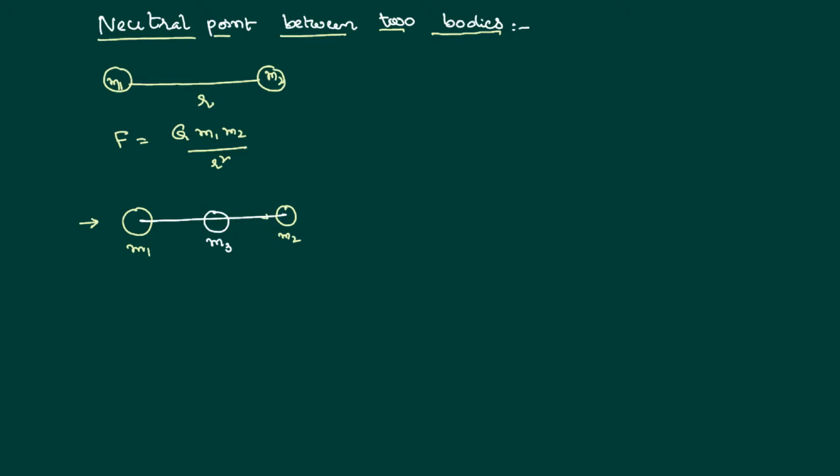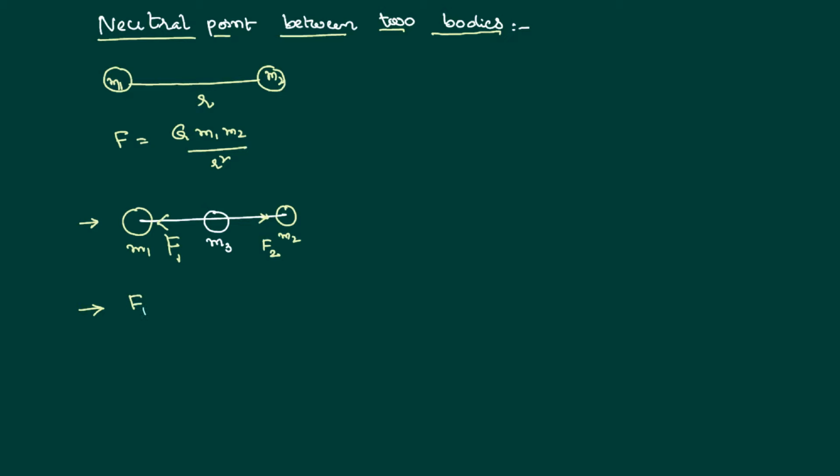On m3, m1 applies a force of attraction. Let that value be F1. On m3, m2 also applies a force of attraction. Let that be F2. You might have noticed that gravitational force is always attractive. Therefore, on m3, both m1 and m2 are applying an attractive force. Therefore, these two forces are pulling the body m3 in opposite directions.